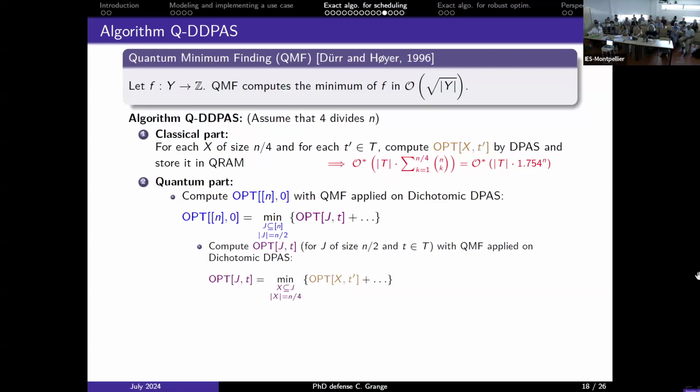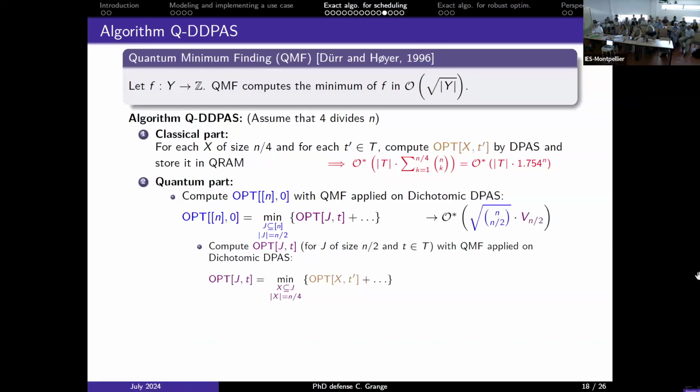So the classical part is done with this complexity, which comes from the classical dynamic programming complexity. And you can notice that if we wanted to apply the classical dichotomic DP version to compute this term, we would just take k equal to 1 to n, and it would give 2 to the n. So it's really the same idea as before, and so this complexity is equal to big O star of the cardinality of t, because we compute opt for any t, multiplied by 1.754 to the n.